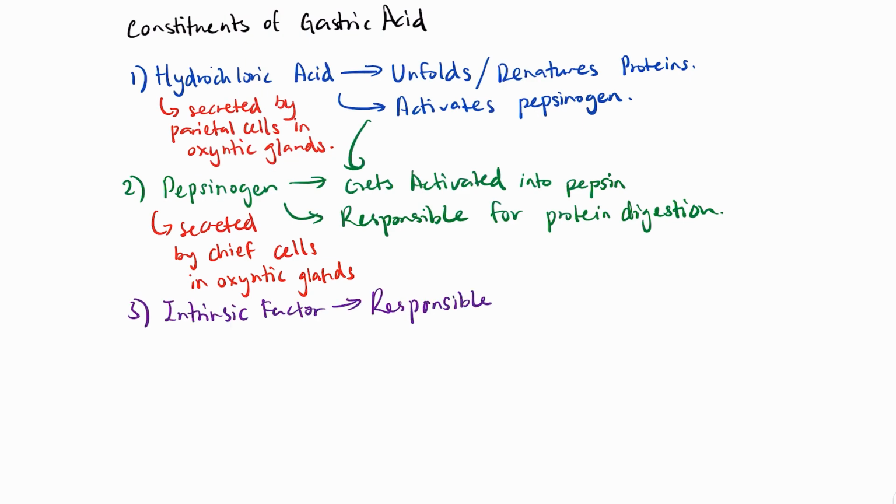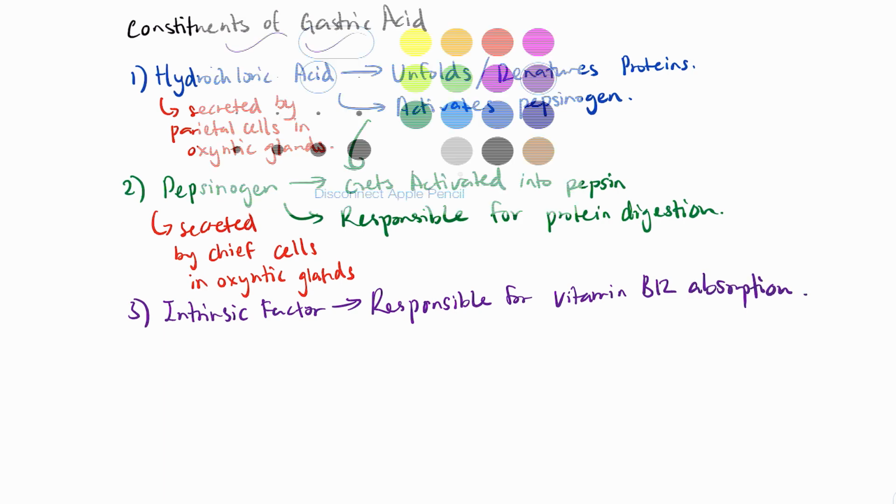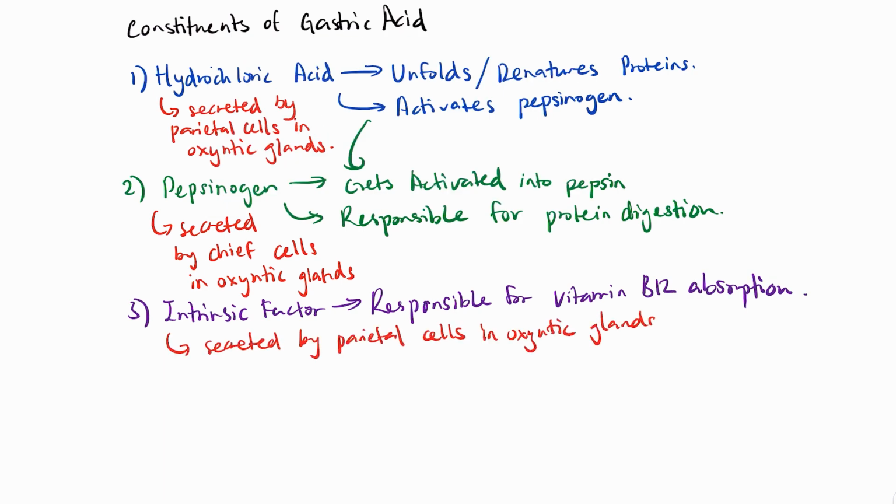We also have intrinsic factor as part of the constituents of gastric juice, and intrinsic factor is responsible for vitamin B12 reabsorption. A lack of intrinsic factor can lead to a condition called pernicious anemia, but that's another topic. Intrinsic factor is also secreted by parietal cells in oxyntic glands, which shows how important these oxyntic glands really are.